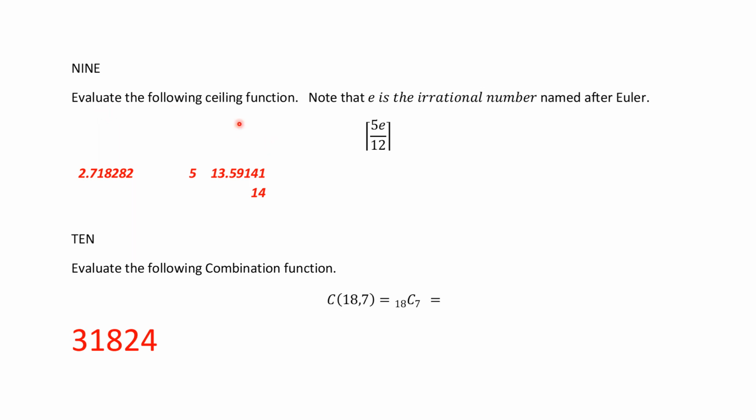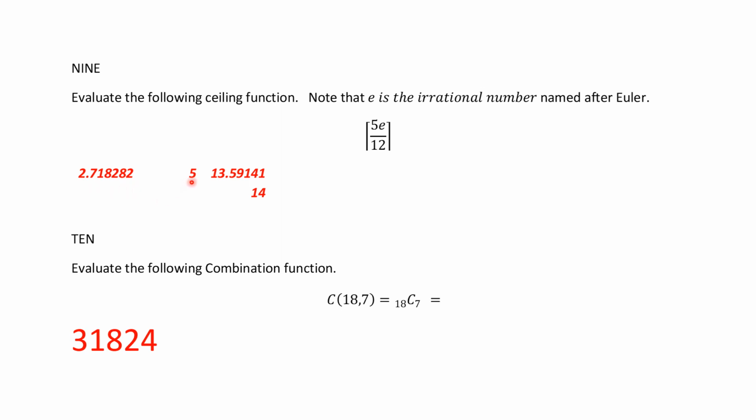Number 9, we're to evaluate the ceiling function. That means we do this calculation and then we round up. The reason we know it's a ceiling function is we have those little feet at the top. And I also told you it was the ceiling function. And e is the irrational number named after Euler. So that is 2.71 and change. It just keeps going and going.